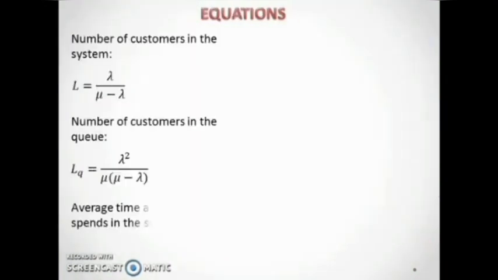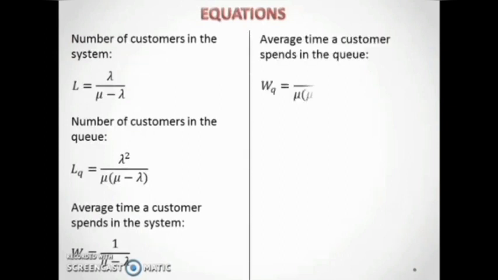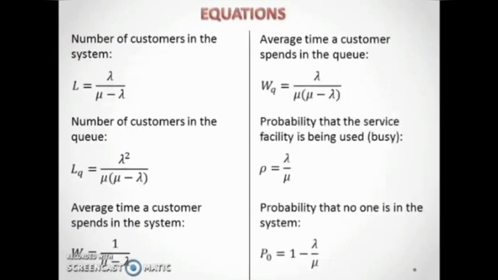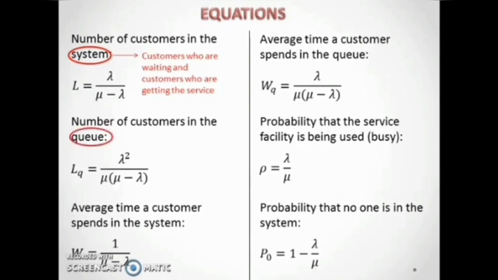And these are the equations to be used for each question. And take note that customers in the system refers to the customers who are waiting and customers who are getting the service. And the customers in the queue refers to the customers who are waiting only. So let's proceed to the problem.